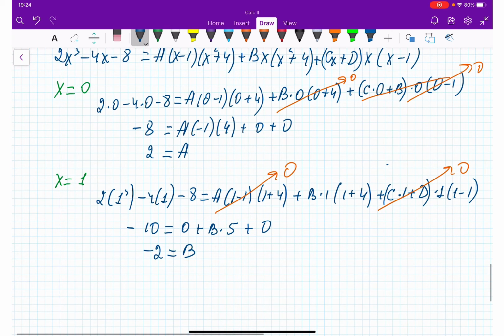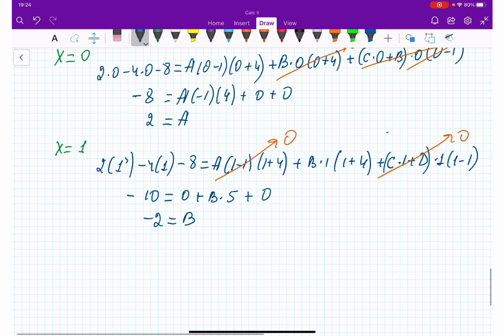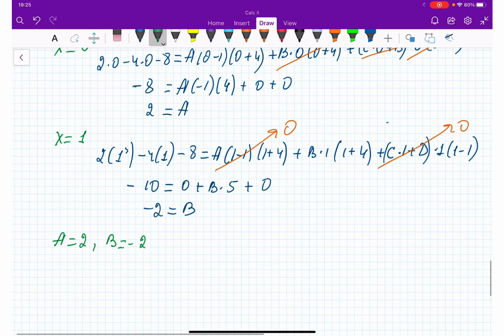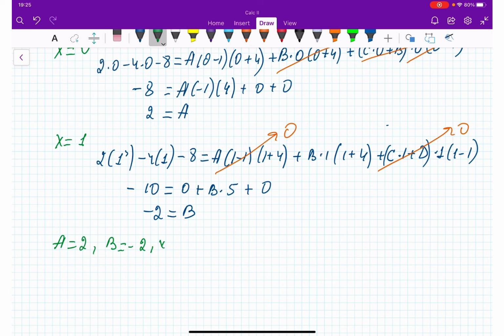This is another method to find coefficients. So at this point, we need to determine c and d. I already know a is 2, and b is negative 2. To find c and d, I'm going to take x equal to negative 1.